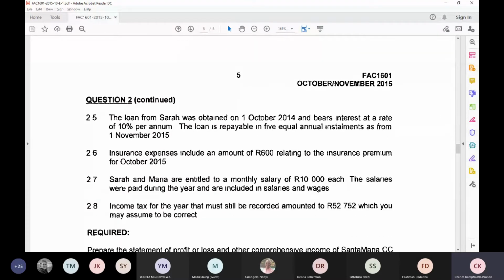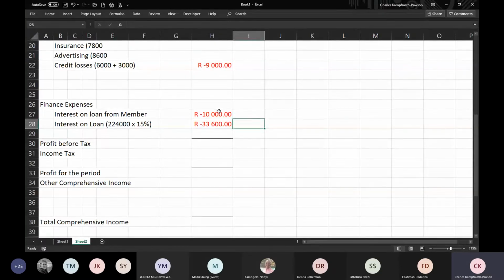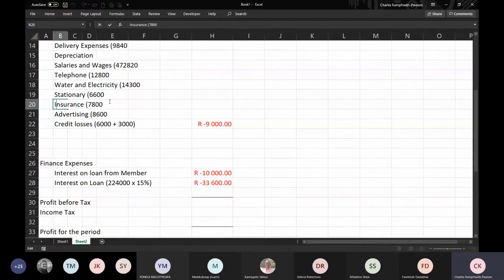2.6. Insurance expenses include an amount of 600 relating to insurance premiums for October 2015. In other words, it's a prepayment. We've paid an expense we have not yet incurred. And in this statement of profit or loss and other comprehensive income, we can only include expenses that we've incurred. So we have to go to the line item of insurance and say minus 600, which will then give us 7,200.